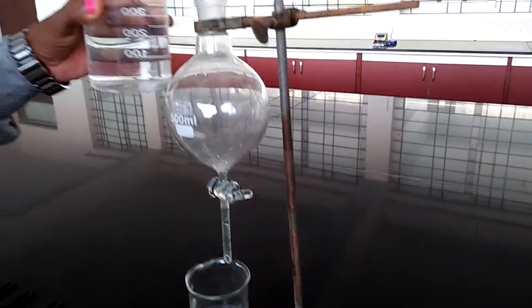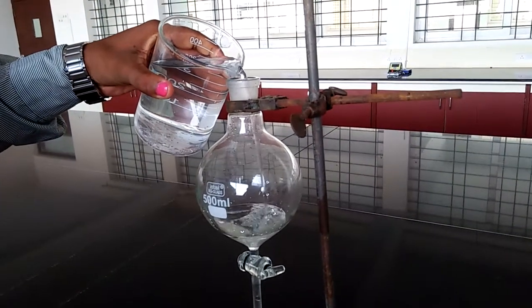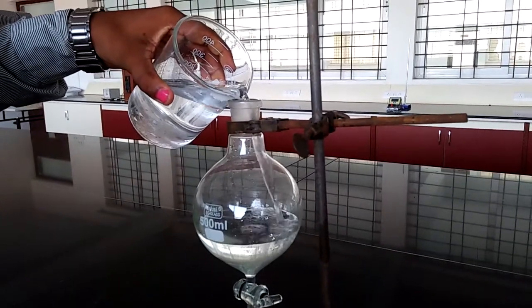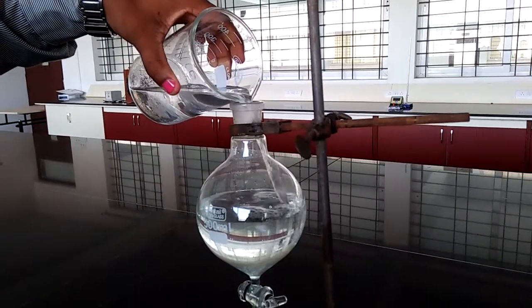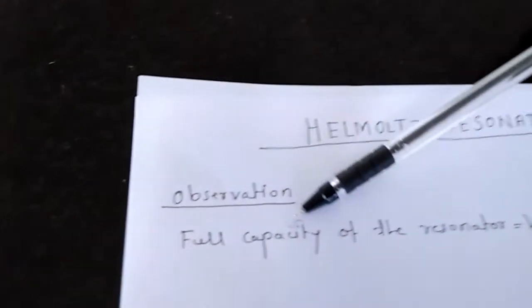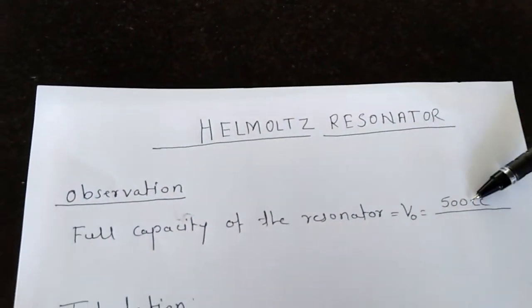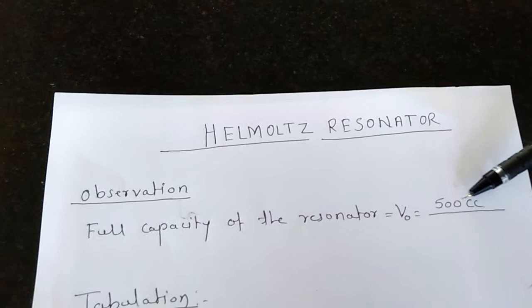To start with the experiment, measure the full capacity of the resonator by filling the water up to the neck. And write in the observation, full capacity of the resonator is equals to V0 is equals to 500 ml, or in cubic centimeter we can write it as 500 cc.